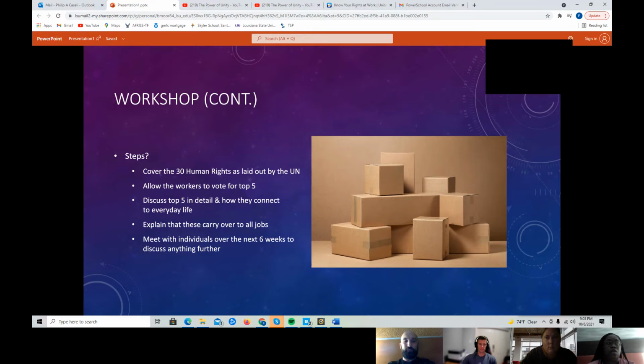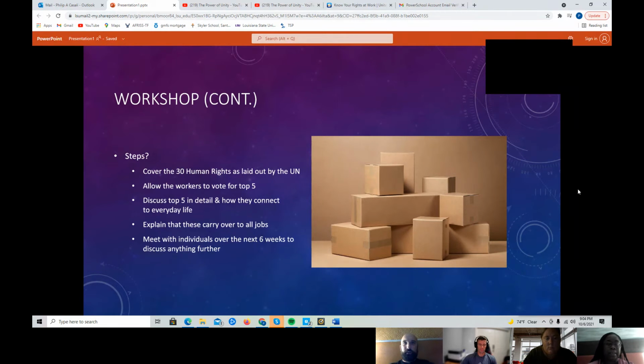We're going to let all the workers vote for their top 5 of the 30 human rights, so that they can hear a little bit more about specific ones in our big meeting. We're going to anonymously do that vote, take the top 5, and then flesh each one of those out in detail. And then we're going to connect those to everyday life.